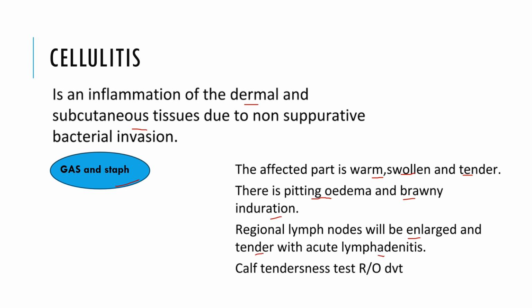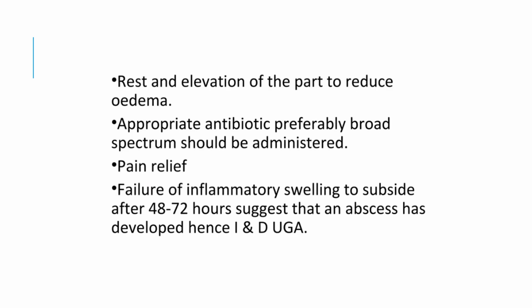You have to do a calf tenderness test to rule out DVT. So if the calf tenderness is positive, it may be DVT, because in DVT also there is swelling, edema. You have to rule out deep venous thrombosis because the line of management also differs, because cellulitis is a bacterial infection. You have to give antibiotics. If it's spreading, you have to look for the spread. But for DVT, the line of management is different. So you have to rule out DVT.